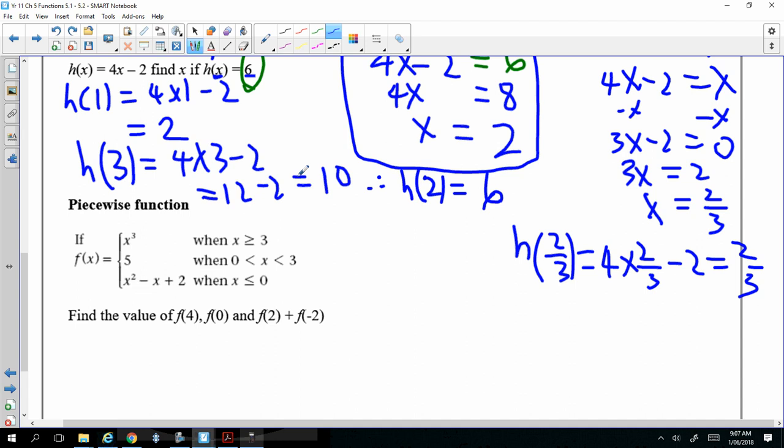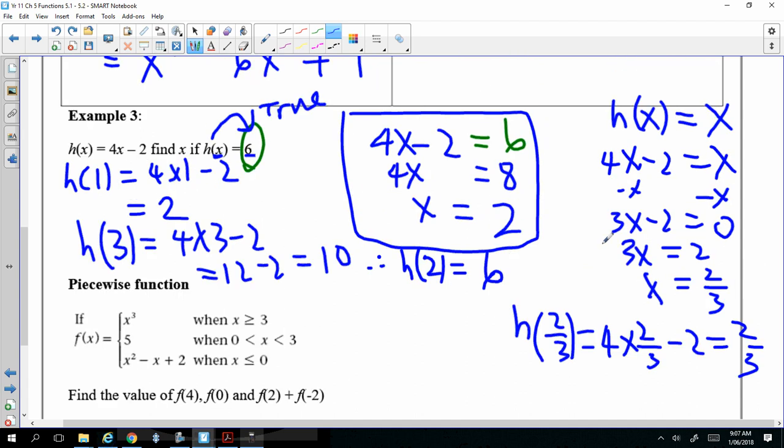Oh, that's a separate question. Separate. That's a separate question. So you can use it.